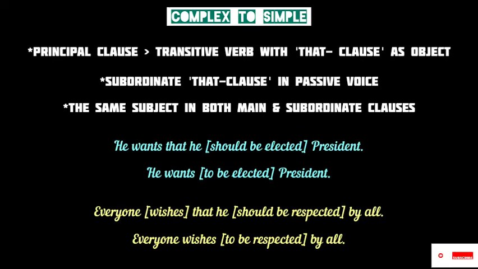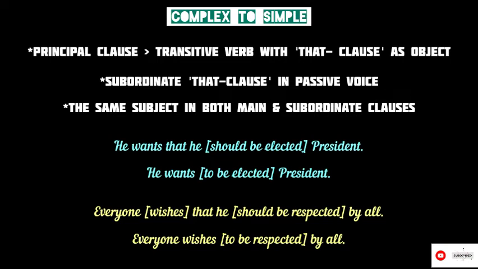But sometimes we may have a complex sentence in which the subordinate that clause acts as the object of the principal clause. Moreover, the subordinate clause is in the passive voice and the subjects of the principal clause and the subordinate clause refer to the same person or thing. For example, he wants that he should be elected president.